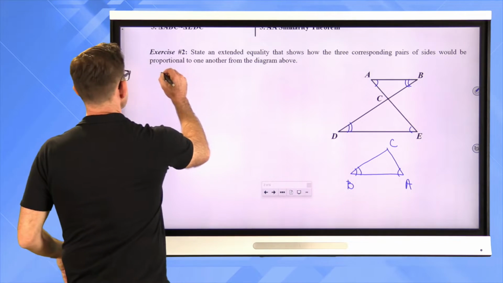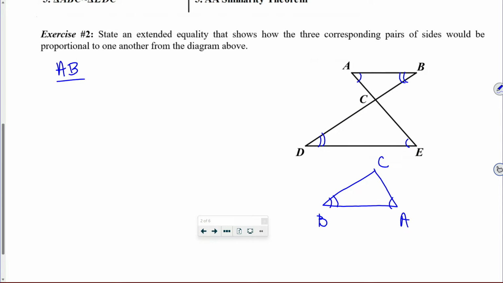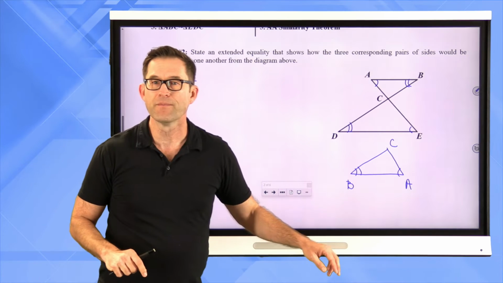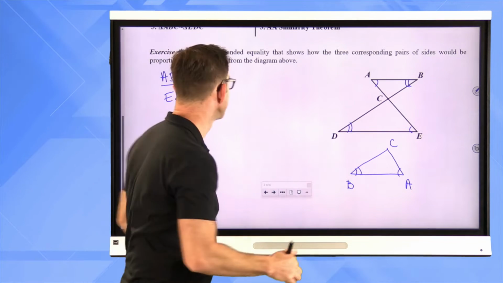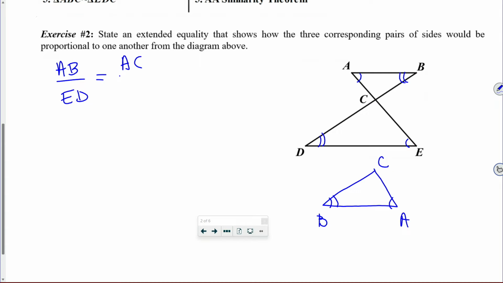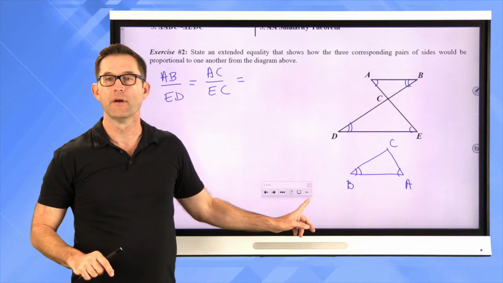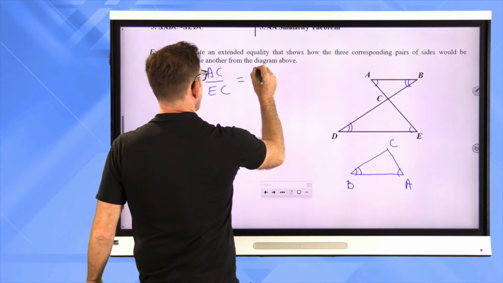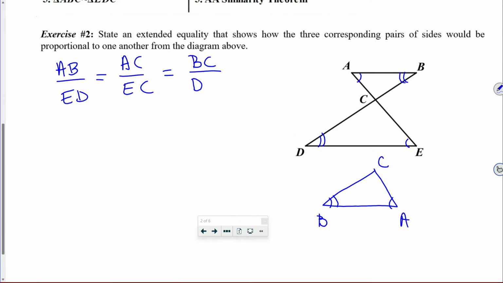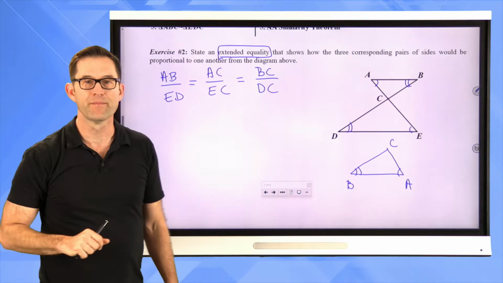ED, so AB divided by ED is equal to AC divided by EC, and that's equal to BC divided by DC. By the way, that's what we mean by an extended equality.